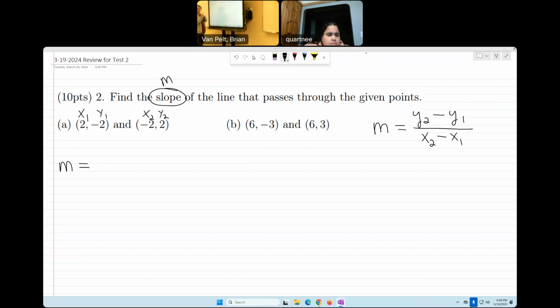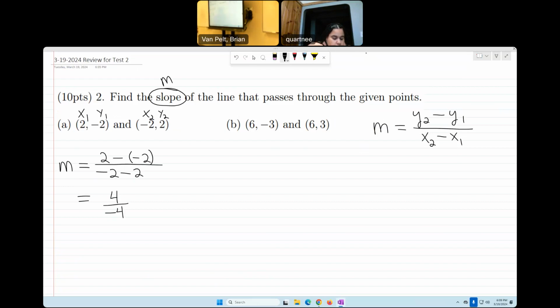You just can't have ones and twos mixed, that's when you're gonna screw up. So for the y's then, I'm gonna have negative 1, 2 minus negative 2. And in the denominator, we have negative 2 minus 2, so I think you're gonna be right. So in the numerator, I get positive 4. And in the denominator, I get negative 4.